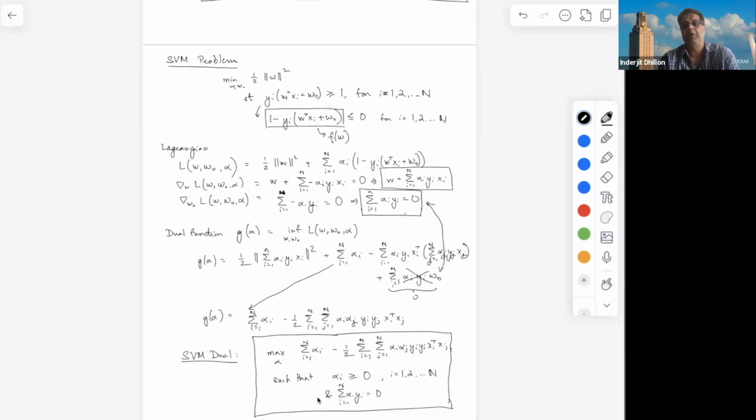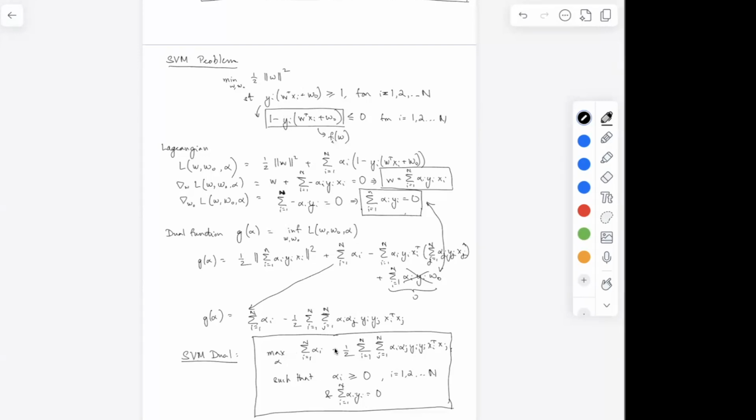Okay, but I can solve for this, and it turns out that this problem is actually a little bit simpler to solve. It has these inequality constraints, which are kind of non-negative constraints, just one equality constraint, whereas these inequality constraints can be a little hairy. So most solvers for SVM problems actually use this. Questions?